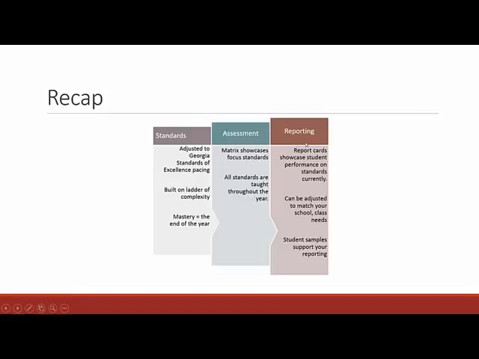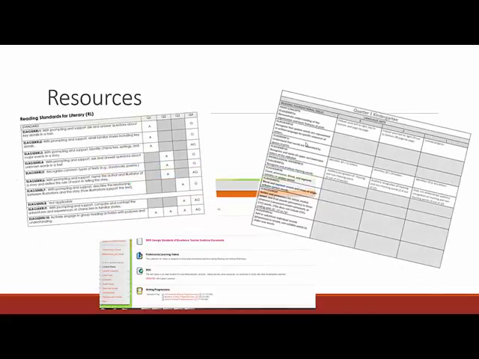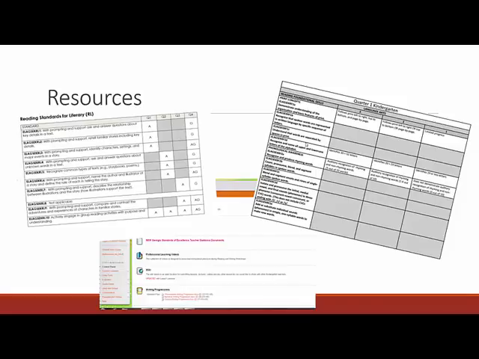And lastly, reporting. Remember, the report cards showcase student performance on the standards currently. They can be adjusted to match your school, class, and needs, and you may also want to use student samples to support your reporting and to communicate to parents. All of your resources are located on Blackboard. Please contact Elizabeth Cobia, your K-12 English Language Arts Supervisor, with any other specific questions.